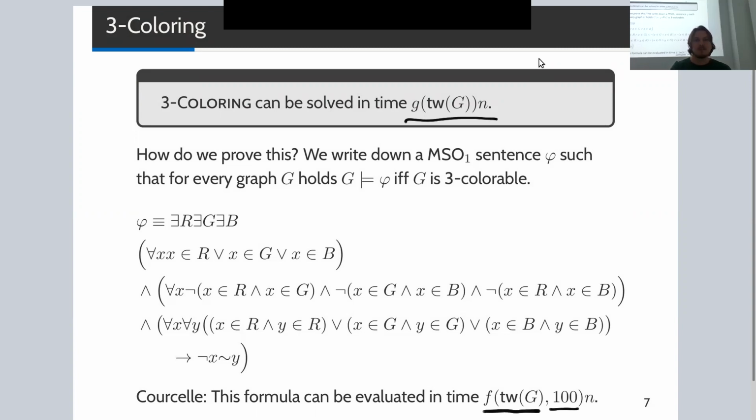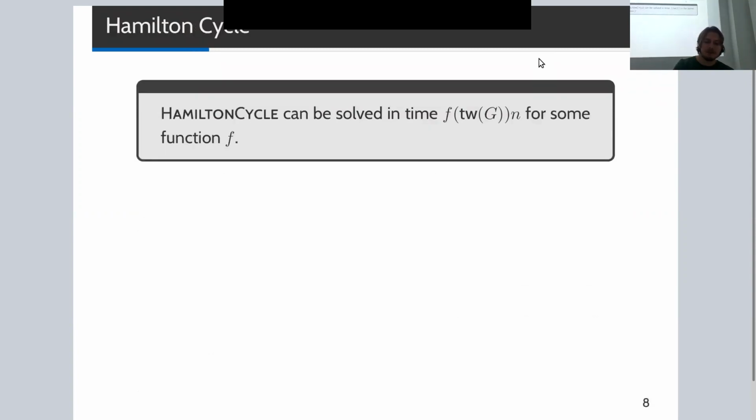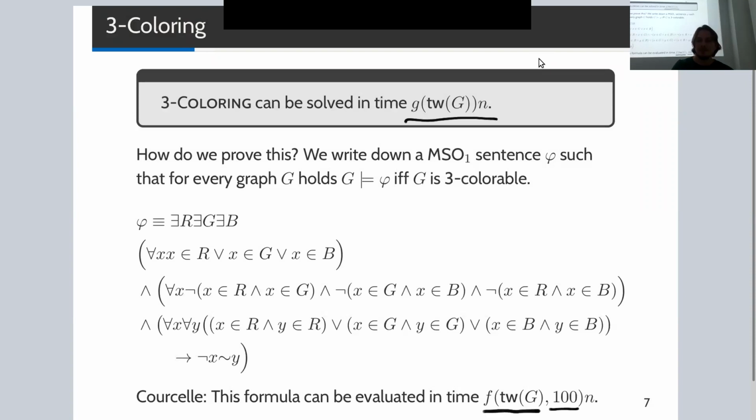Okay, so this is Courcelle's theorem, and this is our first application. If there are any questions up until now, please say so. Or is it still clear?